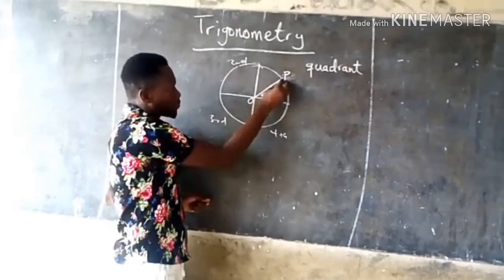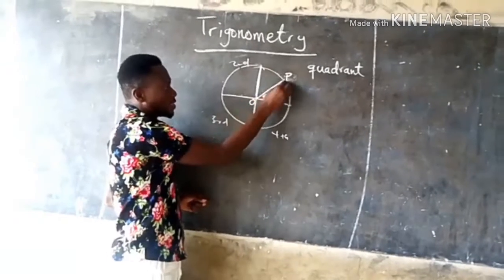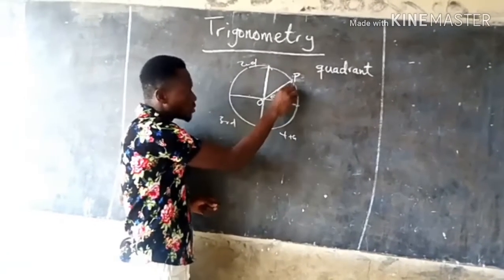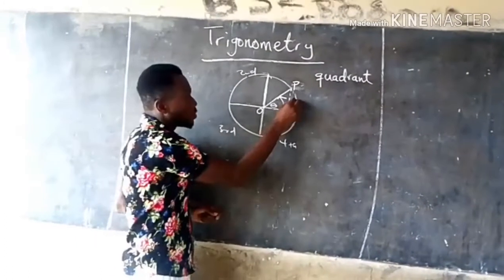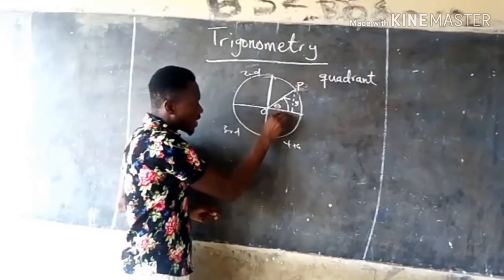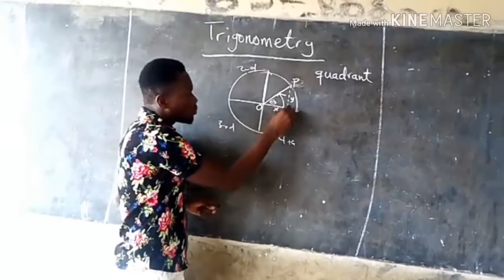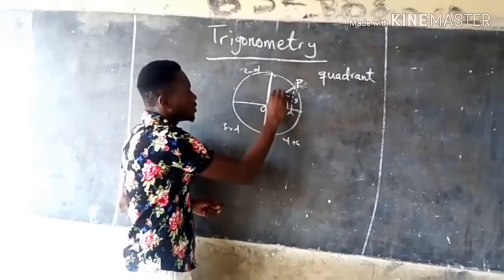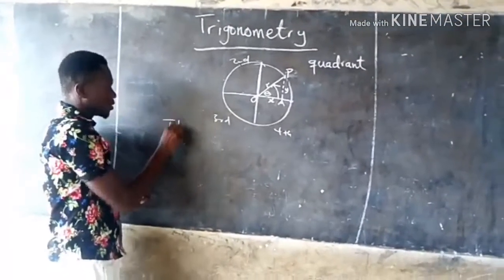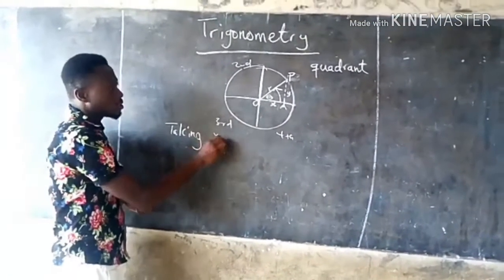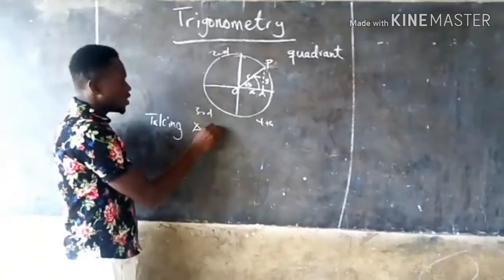Now let's extrapolate this line to enclose this, to give us a right angle triangle. So I have y and x. Let's take this to be point A. Then this, let's make it R. Now let's take the second triangle, POA.